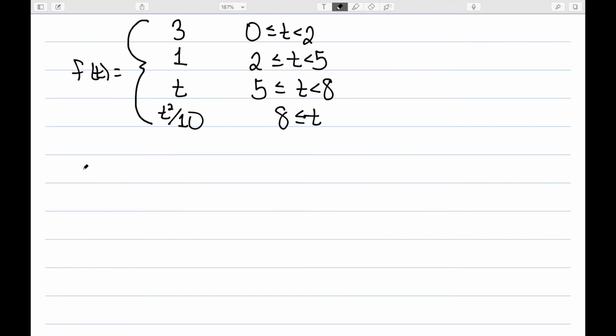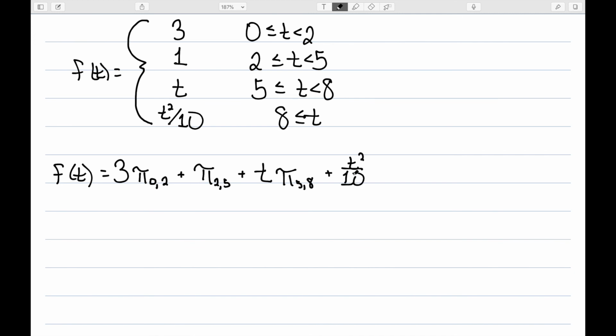Let's do another one. Here I have my discontinuous function and all of its discontinuities. So the first value of the function is 3, and that happens between 0 and 2. So this would be 3 times pi between 0 and 2. The next one is just 1, so I just have a pi, and this one will go between 2 and 5. The next function value is t, and that comes between 5 and 8, so I have t times pi between 5 and 8. And then finally t squared over 10, and this one just goes on indefinitely, so it's just going to be u of t minus 8, since I don't have an ending point.